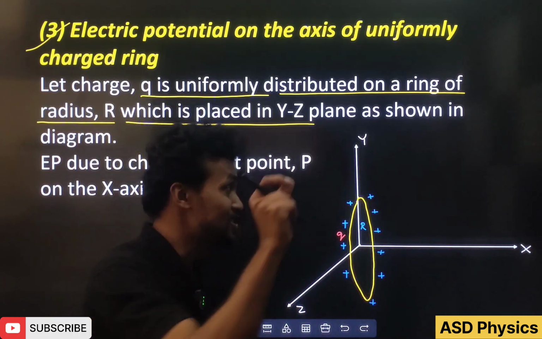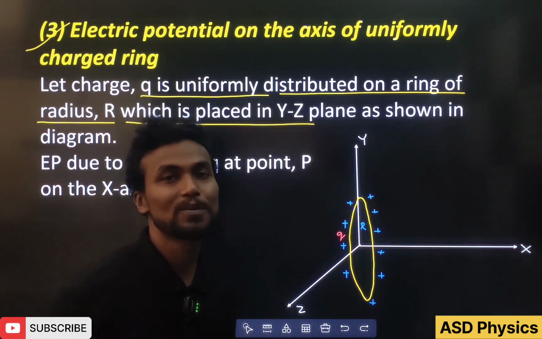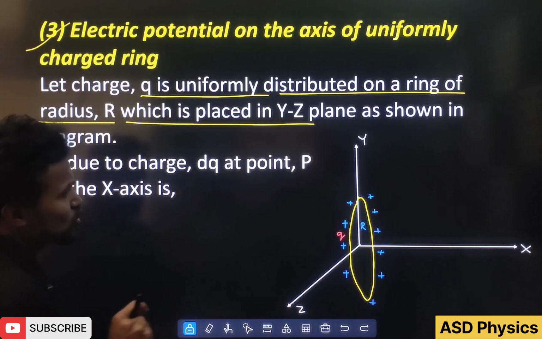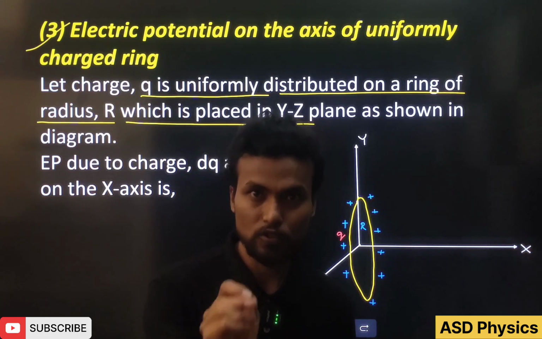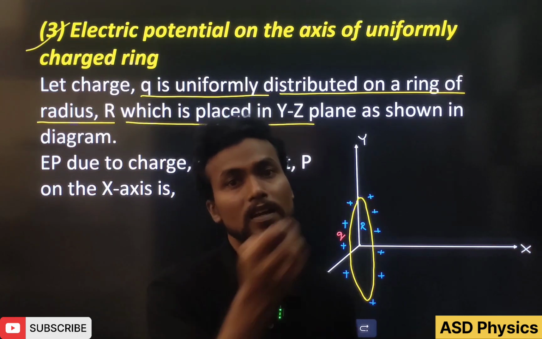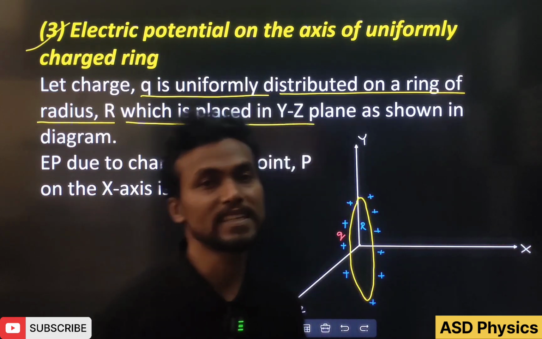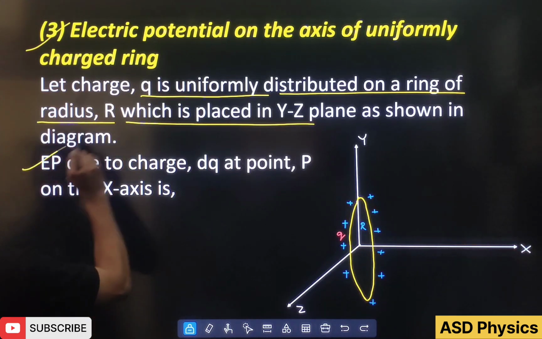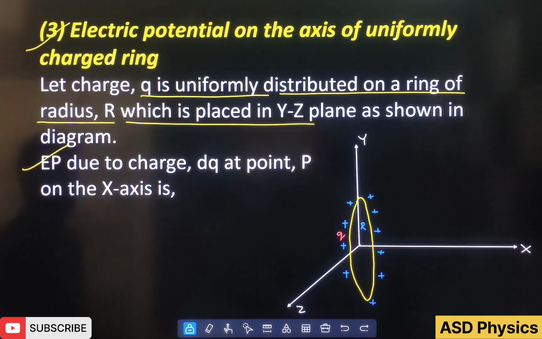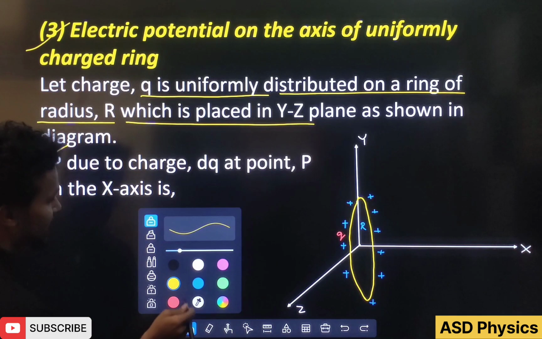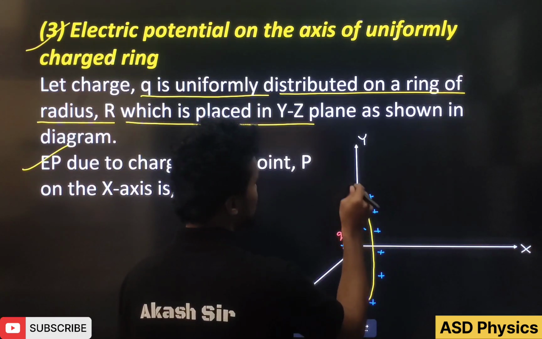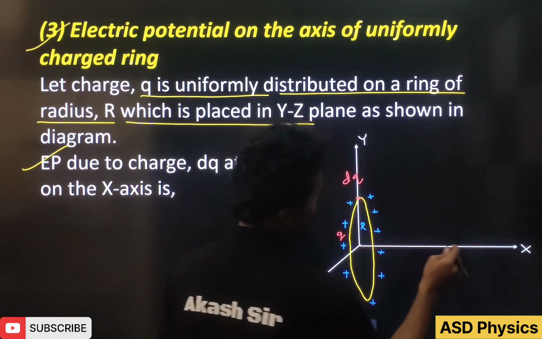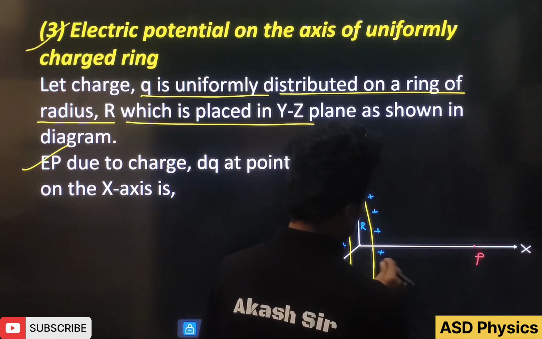Okay. Even if the charge is uniformly distributed or non-uniformly distributed, it does not matter. So you know very well, we know the formula of the electric potential due to a point charge. So first we will use the point charge formula at the observation point, then we will integrate it and we will get the answer in an easy way. So see here, electric potential due to charge dq at point P on the x-axis is given here. Okay. So let's take for example, students, here I have taken a very small charge, dq. Okay. And this is my observation point P.